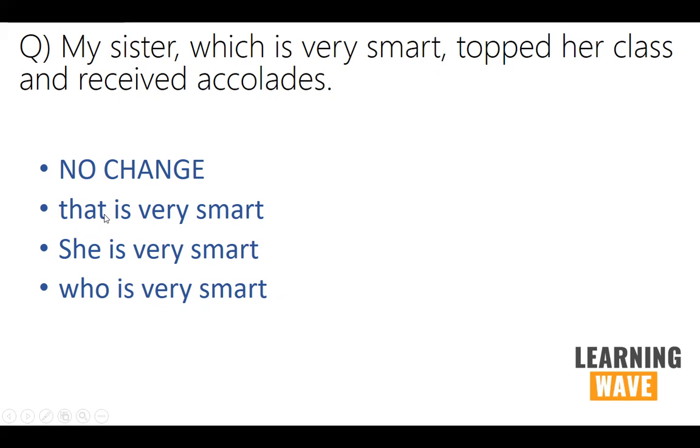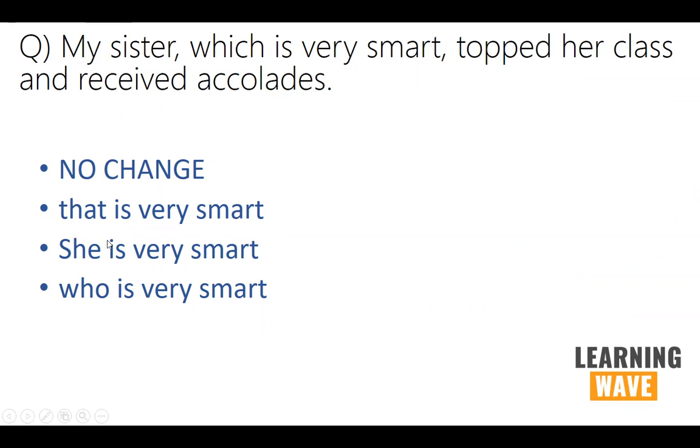That can be used to refer to both things and people. So that can be a good option. Let's keep that for now. My sister, comma, she is very smart, comma, topped her class and received accolades. This option is a clear example of what a comma splice is. She is very smart comes between two commas. So this option is clearly out.